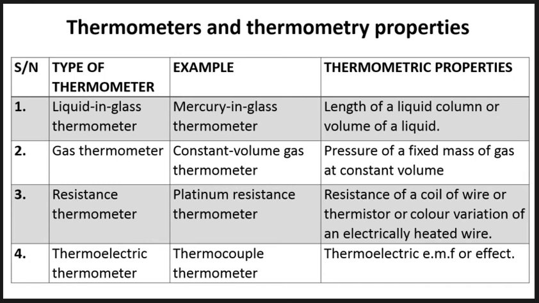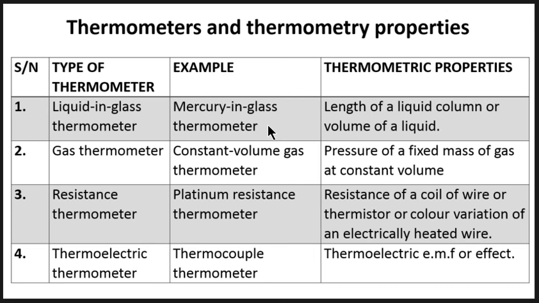Here we have each of the thermometers. The first one is the liquid in glass thermometer, and a good example is the mercury in glass thermometer. Though we have other examples, we also have the alcohol in glass thermometer, then we have the clinical thermometer. So there are so many good examples of liquid in glass thermometer. The fact is that as far as you have something molten or in liquid form inside a glass that serves as a thermometer, then it is categorized under liquid in glass thermometer.